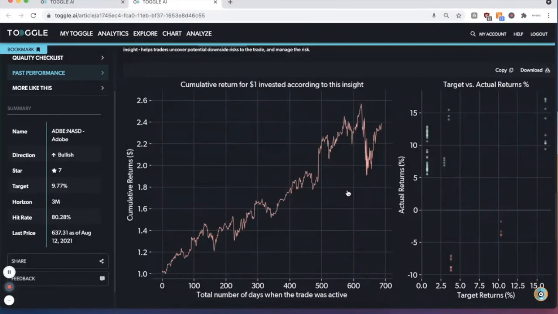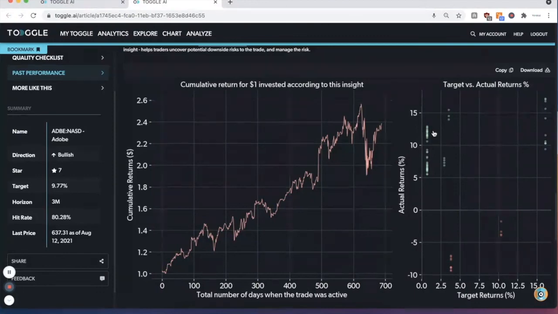In a perfect world, there would be a line going across the 45-degree angle if all our target returns were the actual returns. However, in this case, when Toggle predicted a return between 0 to 2.5%, actual returns were anywhere between 5 to 12.5% return. This graph helps compare the risk of losses versus the potential gain. In this case, the risk of losses were lower than the potential gain based on the few negative return instances and more positive return instances reported.